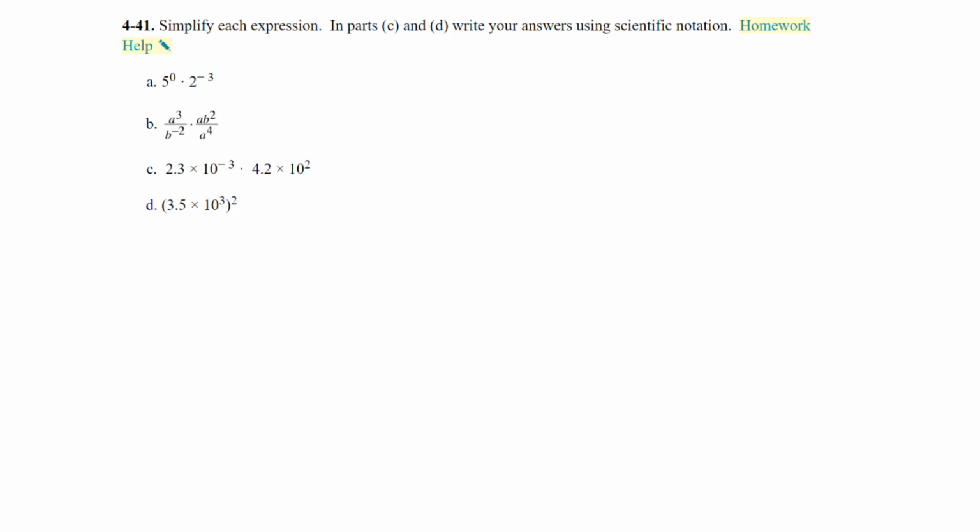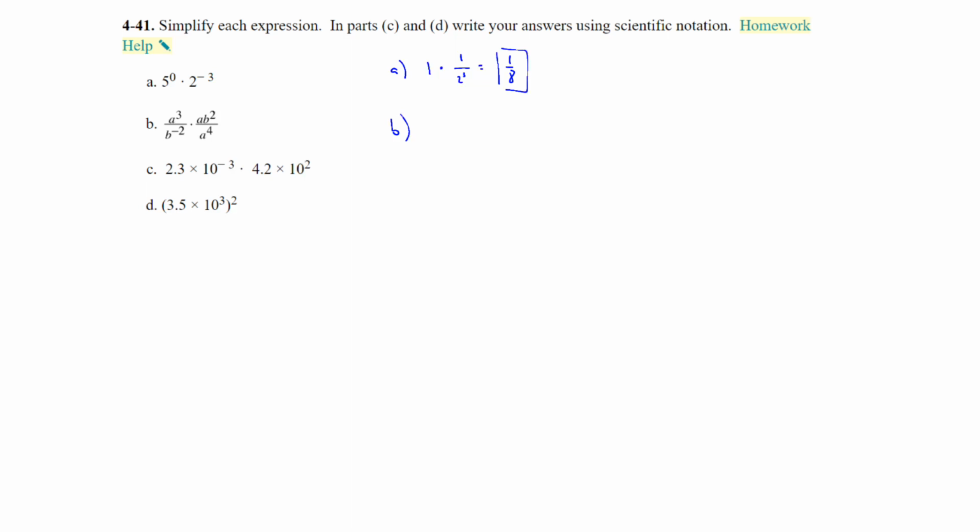Alright, and the last problem here, 41, simplify each of them, and write your answers using scientific notation. So on part A, we have 5 to the 0, which is 1, times 2 to the negative 3, that would be 1 over 2 to the positive 3. So that looks like we will get an answer of 1 over 2 to the third, which is 1/8.